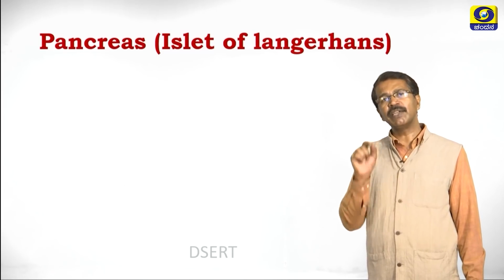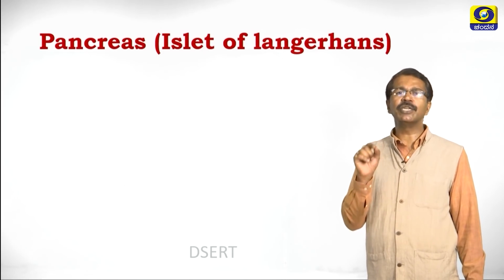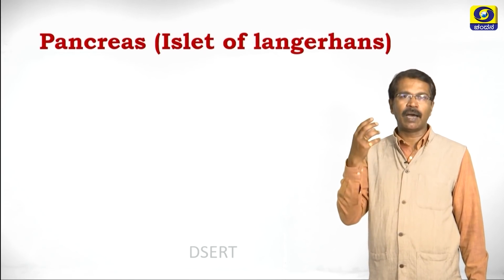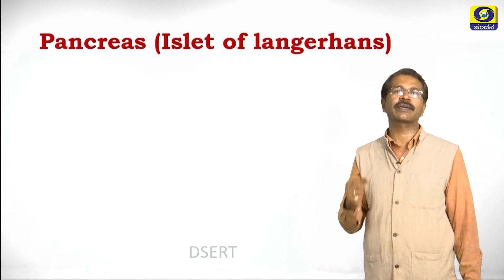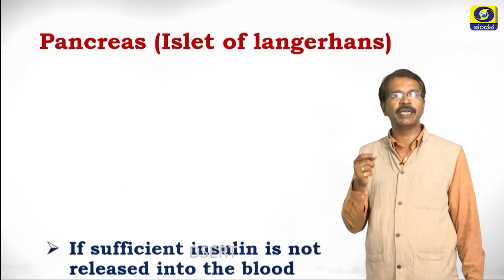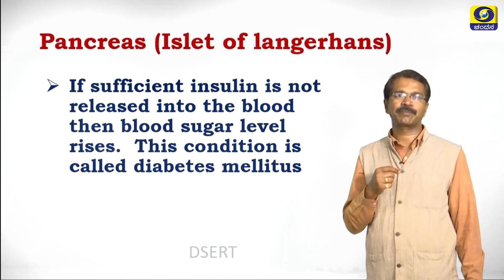Now the question: if the blood sugar level isn't regulated, what happens? Definitely an adverse effect happens on all other organs. The functioning of different parts of the human body gets disturbed.